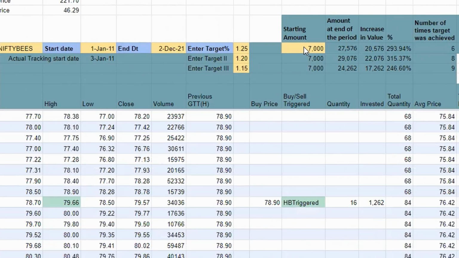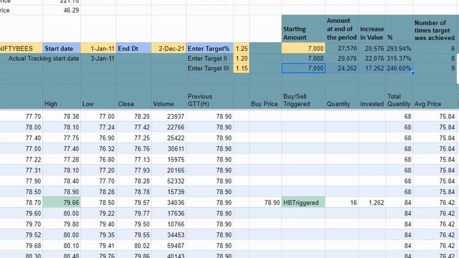At the top, we are able to see the results. So this is the amount we're investing. This is the value at the end of the period. So whatever is the end of the period, like in this example, 2nd December, on 2nd December, our fund value was 27,576. Increase in value. So we just subtract this amount from the initial amount. We get 20,576, which is 293% of our initial amount. So percentage wise, we would know, okay, what is the appreciation in our amount? This is for 25%. Similarly, for 20%, this is the amount. And for 15%, this is the result.